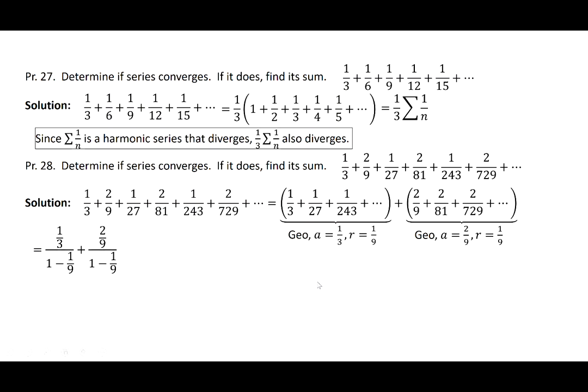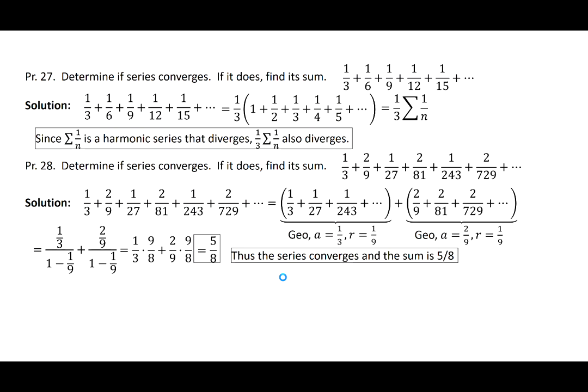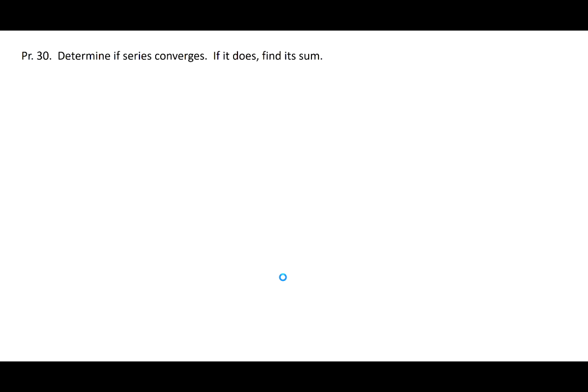And what's the sum? A over 1 minus R. Let's apply that to each one of them, and that turns out to be 5/8. Cool? All right, the series converges and the sum is 5/8. Determine the series converges. If it does, find the sum.